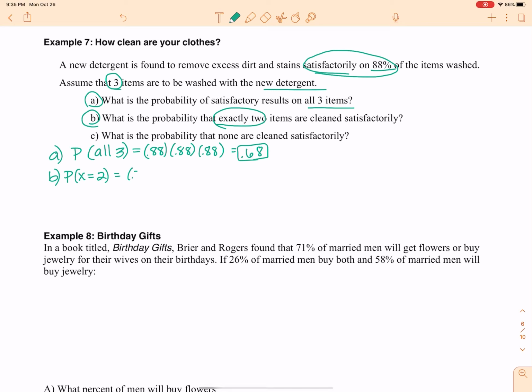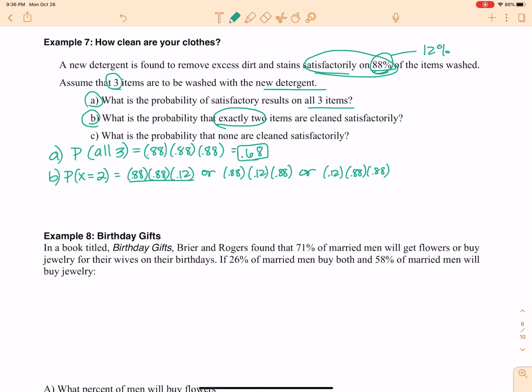Well, let's say the first 2 items are cleaned satisfactorily and the third one is not. Because think about it, if 88% is satisfactorily cleaned, then 12% is not, because those are my 2 outcomes. They need to add to 1. All right, so this is my first case here, or it could happen this way. My first one could be correct or satisfactorily clean, and the second one isn't, and the third one is. Or it could be that the first one is not cleaned satisfactorily and the last 2 are, because each of these things being cleaned is independent from the others.